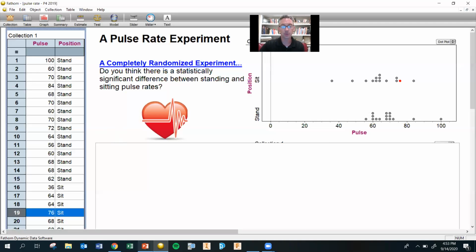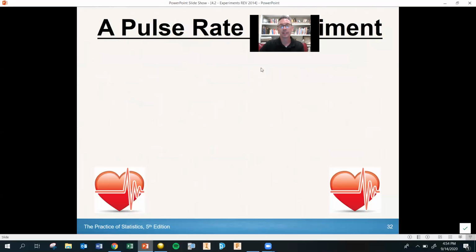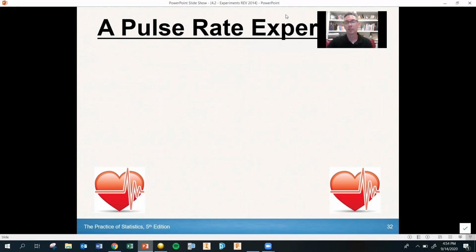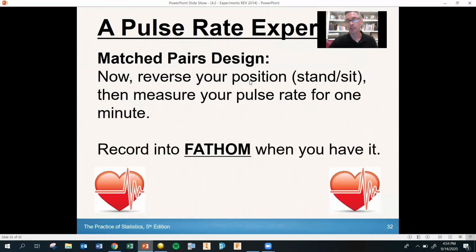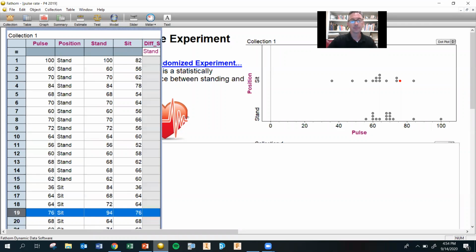And so what we do is this. To turn this into a matched pairs design, here's what we're going to do. To make it matched pairs, we had all the students reverse their position. So people that were standing, they sat down. People who were sitting, they stood up. And then we took their pulse rates again. Here's what it showed in Fathom. I'm going to pull this out so you see the results.